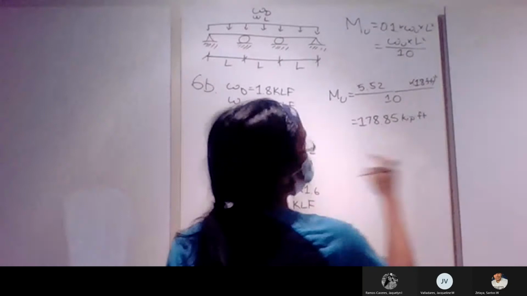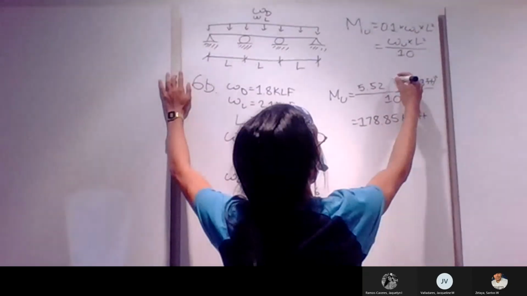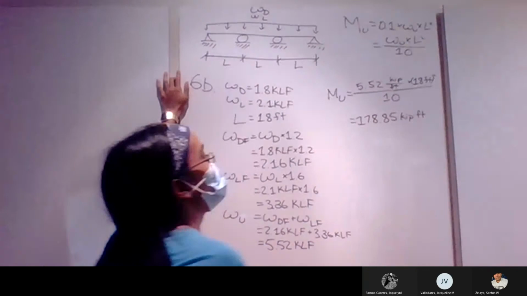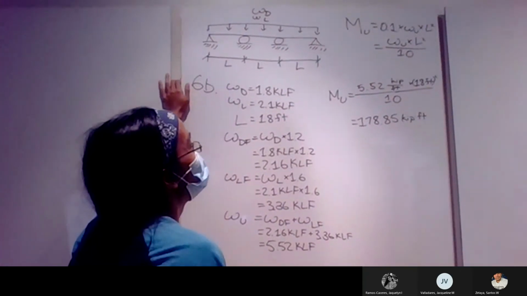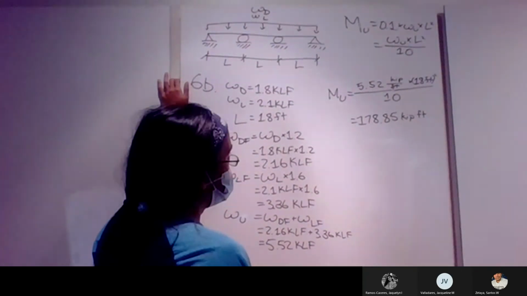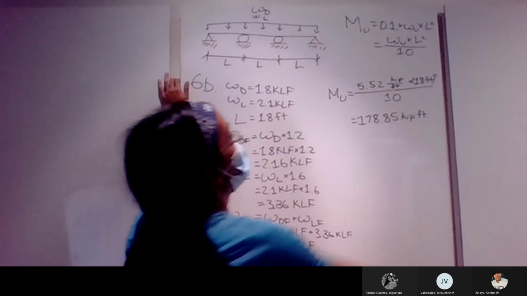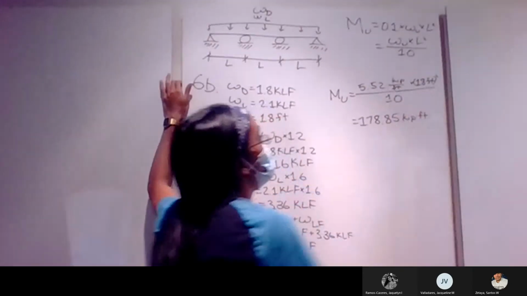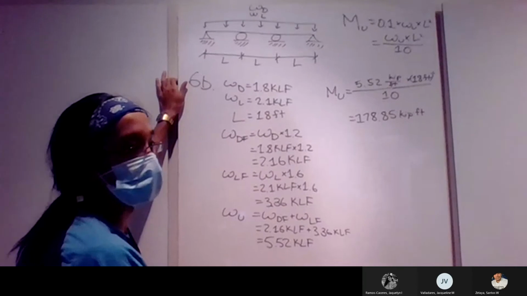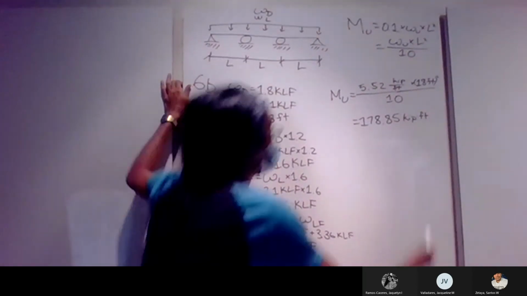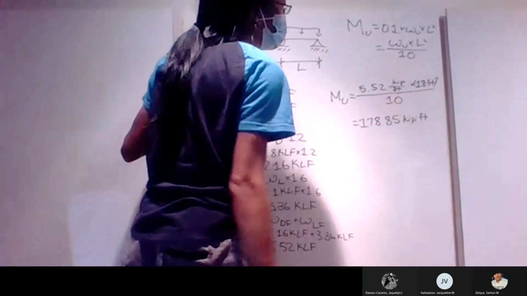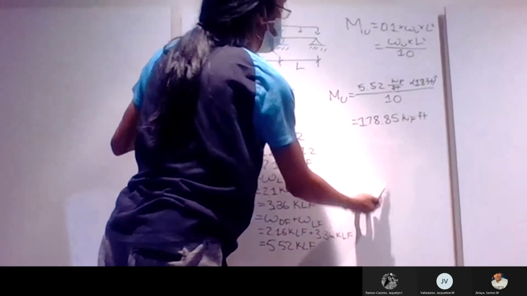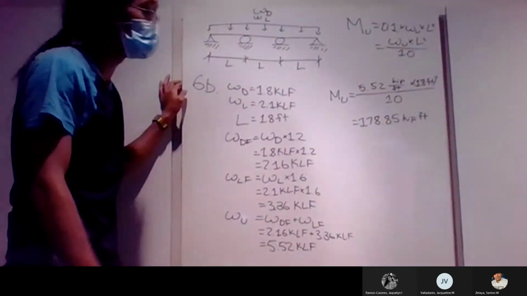So kips per linear foot: kips, feet on the denominator, we have feet squared on the numerator. So this foot would get canceled out, and there would just be 1 foot on the numerator. Therefore, kip feet. We didn't touch the kip, so that stays.